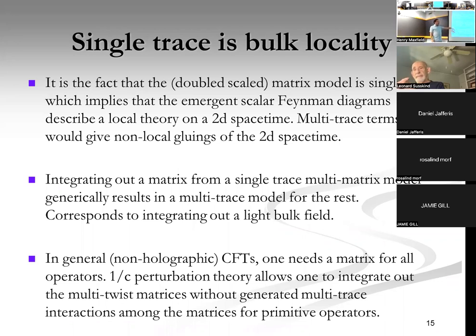So if we had been in higher D, where we wrote a matrix for every operator, including the multi-twist operators, then it would be a special property of the holographic ones that when you integrate out the multi-twist operators, you end up with something that still looks single trace for just the ones whose fields you see.